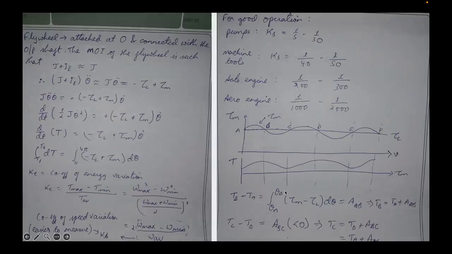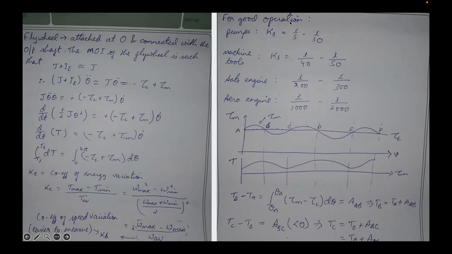And for the flywheel, it is attached at the origin and connected with the output shaft. The moment of inertia of the flywheel is such that it follows these equations, and as the coefficient of kinetic energy variation is difficult to calculate, we calculate the coefficient of speed variation.